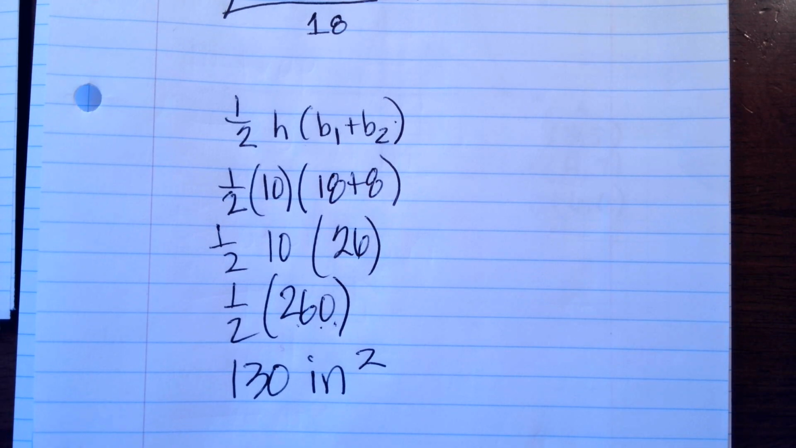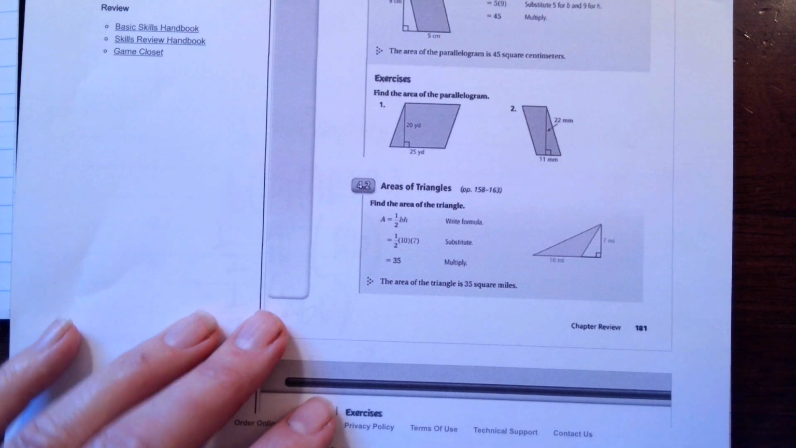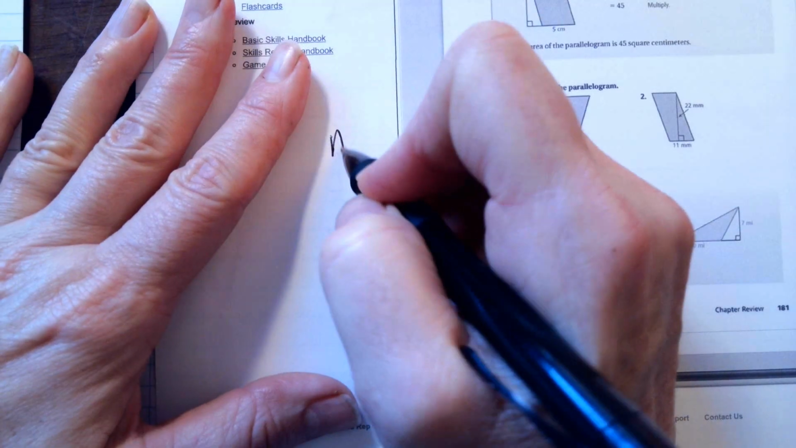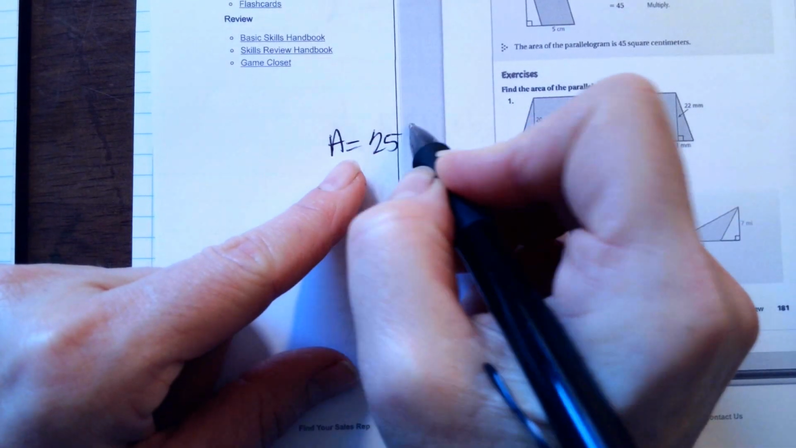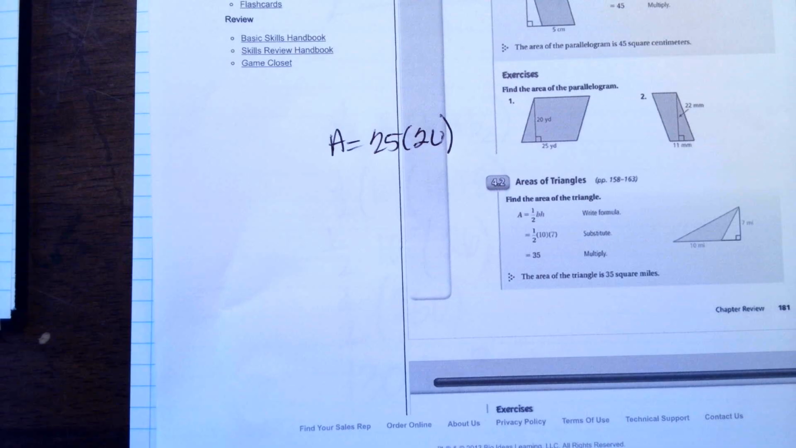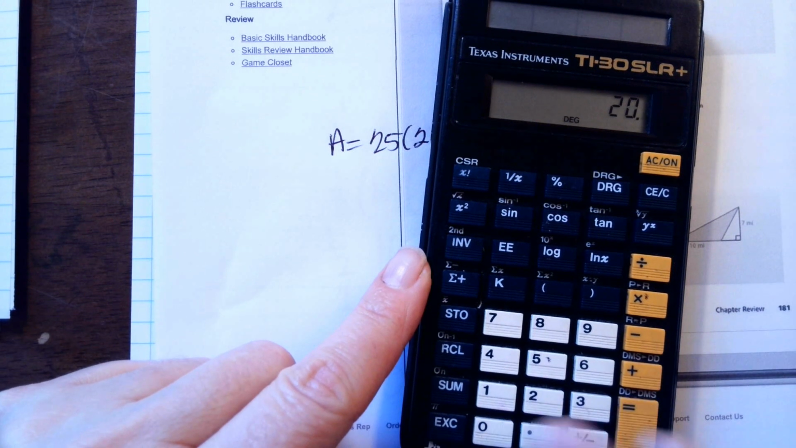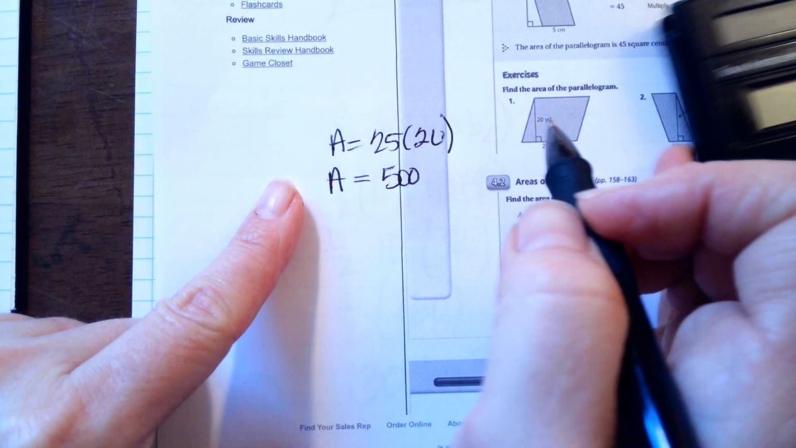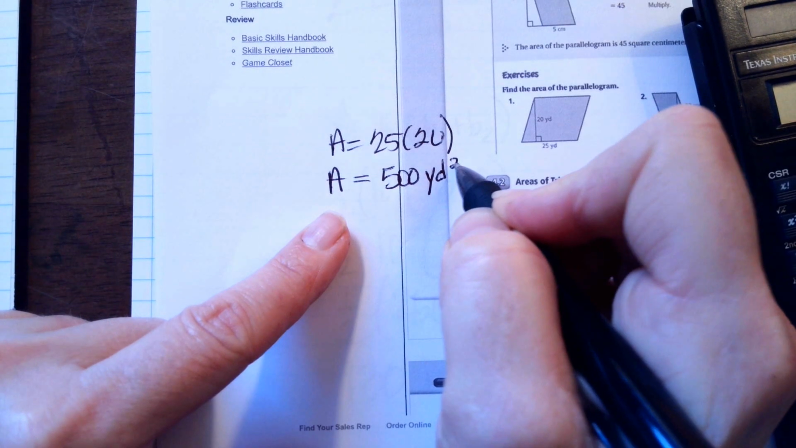Make sense? Yeah. For this parallelogram, we did base times height. So if we did, this one was 25 times 20, we would do area equals, base is 25, height is 20, and then we would do 25 times 20 equals 500, area equals 500. It says it's in yards, so yards squared.